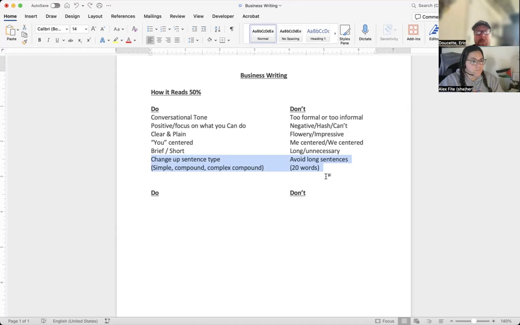Just keep it brief. Sometimes students will have a long sentence that's like three or four lines long, and they could have easily made it into two or three short, simple, clear sentences. And that's kind of the idea. So that's how it reads.